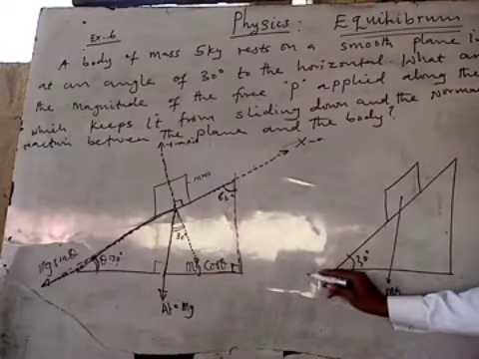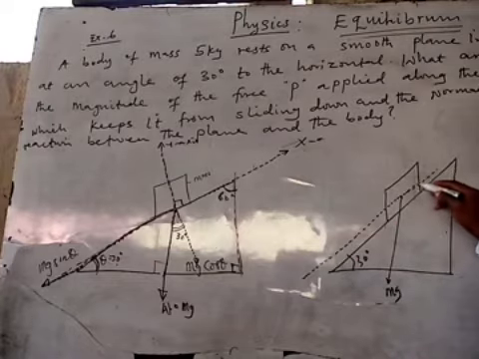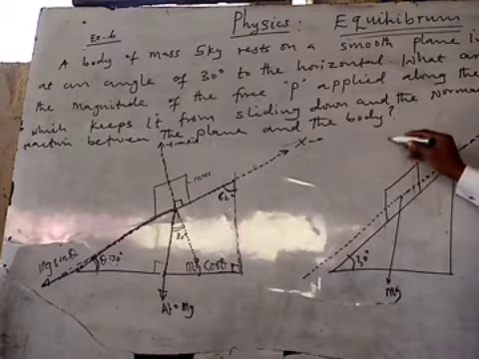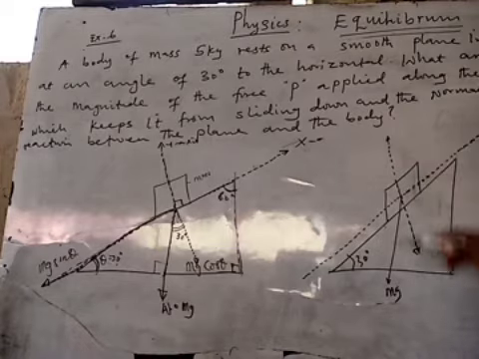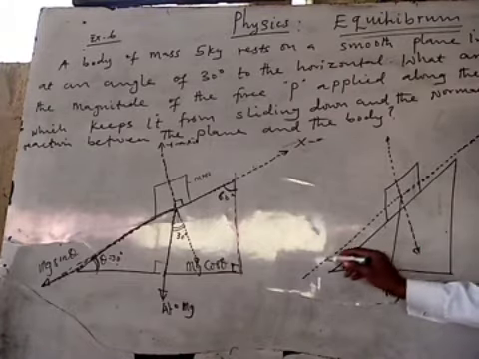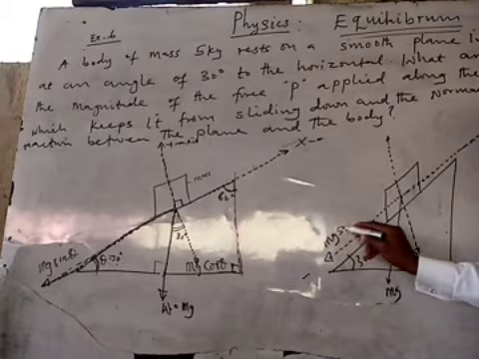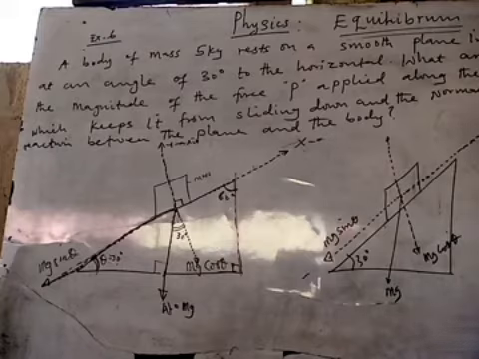And we are taking the axis along the incline as our x-axis. So if we are taking the axis along the incline as our x-axis, that means the y-axis will be perpendicular to the x-axis. Okay? And when this weight is resolved, what you will get is the horizontal component of the weight given as mg sine theta, and then the vertical component of the weight given as mg cos theta. All right?